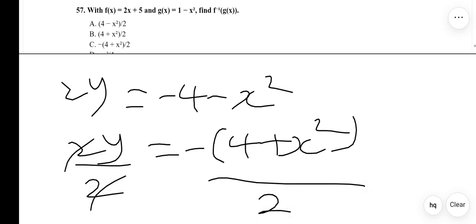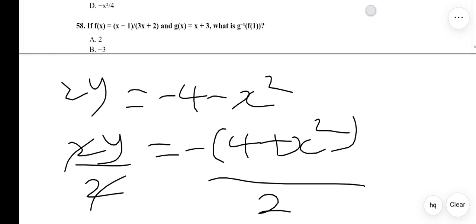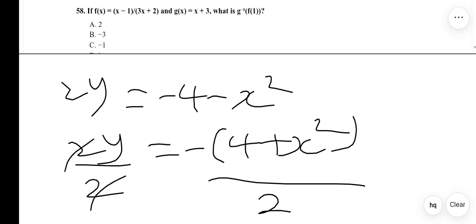This will cancel themselves, so that means that my f inverse of g of x, same thing as y, is minus into bracket 4 plus x squared all over 2. Same results, 57. So for 58, I'll also find f inverse of f of 1.